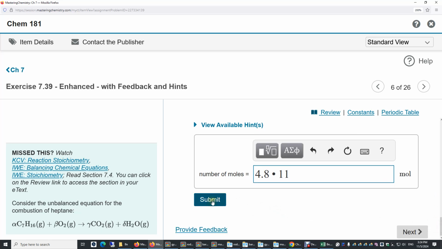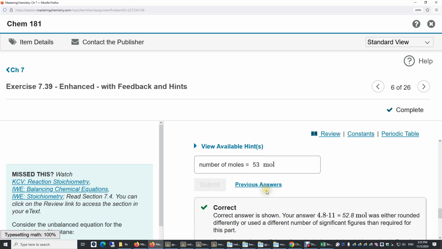Let me just try this and see if it works. Okay, it works. 4.8 times 11 is 52.8, and then it's rounded to two figures, 53.